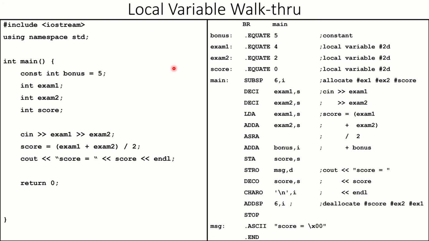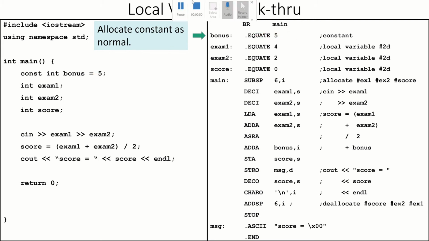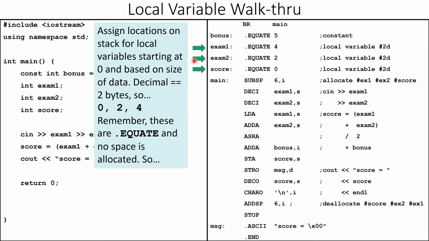If we walk through it, we start out with our constant being declared the same as we did before. We use the .EQUATE, and since we want that constant to have the value 5, we just set it straight to the value 5. Now when we get to the actual variables, our 3 variables are exam1, exam2, and score, so we put them in here as exam1, exam2, and score.